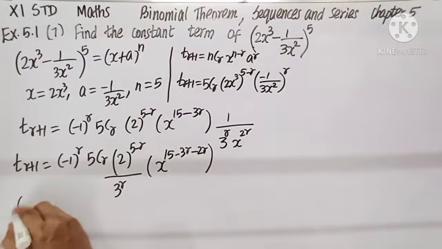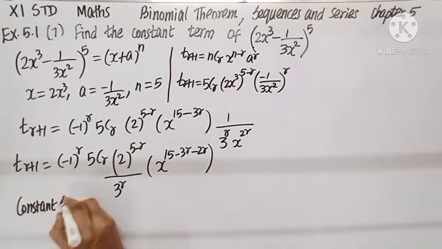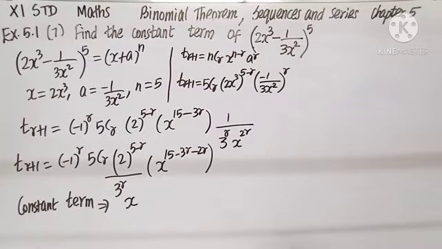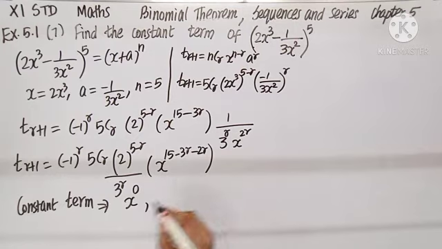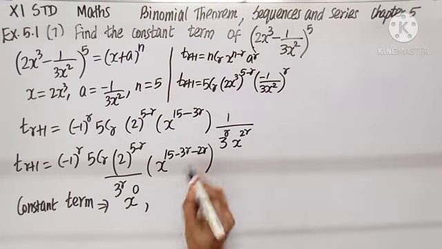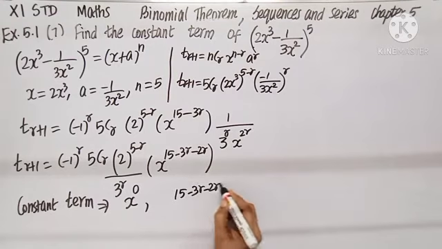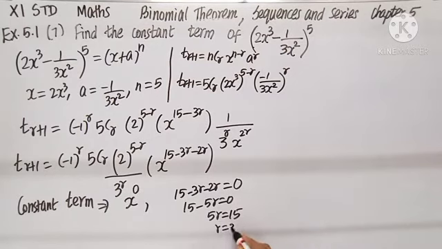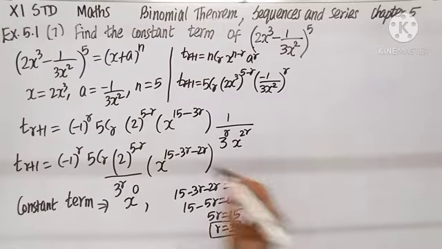My question is the constant term. That tells me there is no x. The term independent of x, or constant term, tells us no x in that. No x tells me x power 0. Compare. Here the power is 0. Here the power is 15 minus 3r minus 2r, which should become 0. 15 minus 5r is 0, or 5r is 15, r equals 3. Once I know r is 3, put it back here.